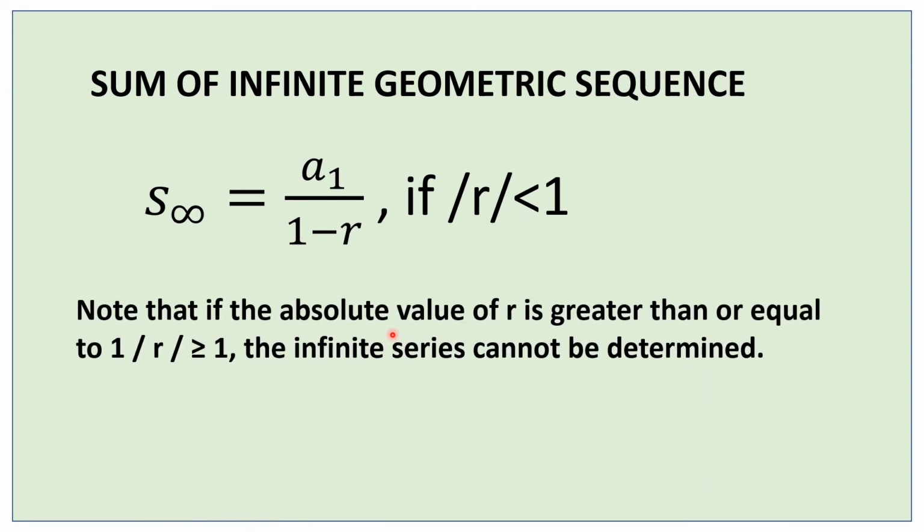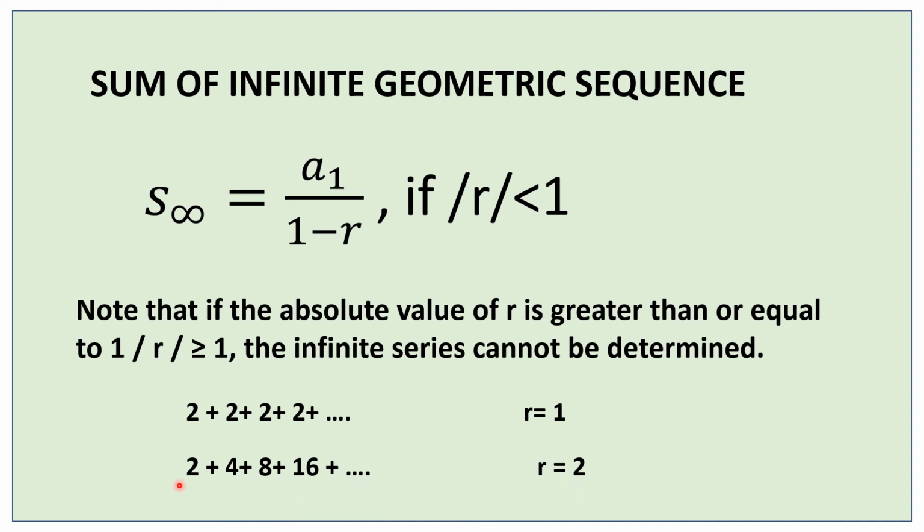So, kapag naman yung ating absolute value ng common ratio is greater than or equal to 1, ito po yung symbol niya, the infinite series cannot be determined. So, ang sagot po dun ay cannot be determined. Say for example, kapag pinahanap yung sum ng 2 plus 2 plus 2 plus 2 and so on and so forth, so hindi binanggit kung ilang terms lahat-lahat iyon, ang ratio natin dito, common ratio is 1. And the answer is cannot be determined.